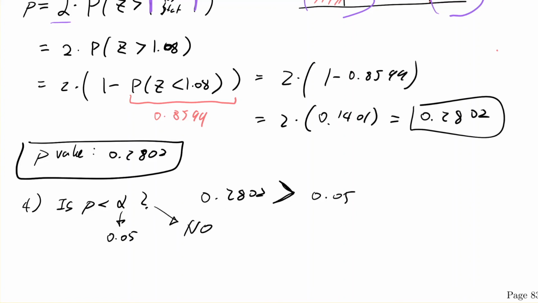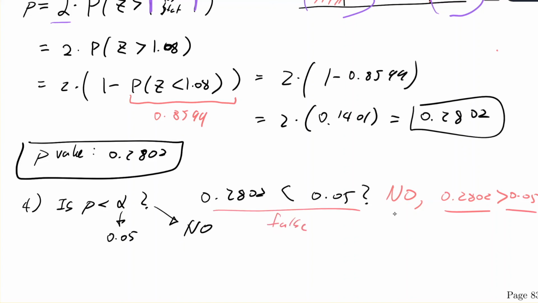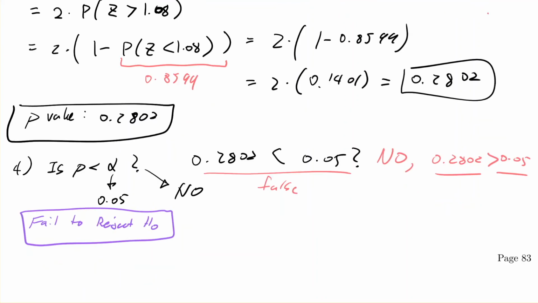The p-value is not less than alpha, or the p-value is greater than alpha. Maybe let me do it this way. The question is, is this true? The answer is no, because 0.2802 is greater than 0.05, comparing two numbers. So this is not true, false. That's why I said no. Therefore, we do not reject, or let's say fail to reject, H naught.